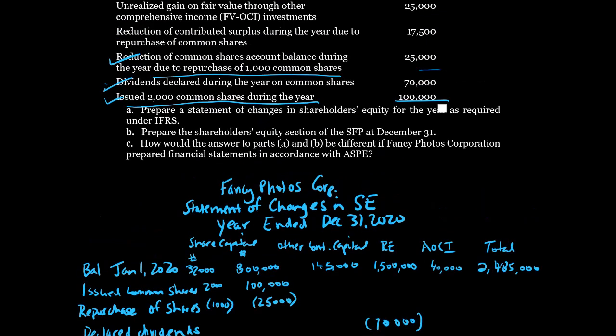What else do we have here? The reduction of contributed surplus due to the repurchase of common shares. So we repurchase shares here, so we're going to reduce our contributed surplus here. This transaction can be part of the same line because it's part of repurchasing shares. So we're going to have 17,500 here. These lines don't balance like you would in a journal entry. These aren't journal entries. This is a statement of changes. So we got this one, unrealized gain on fair value OCI investments. So in our section here, we're going to call this comprehensive income.